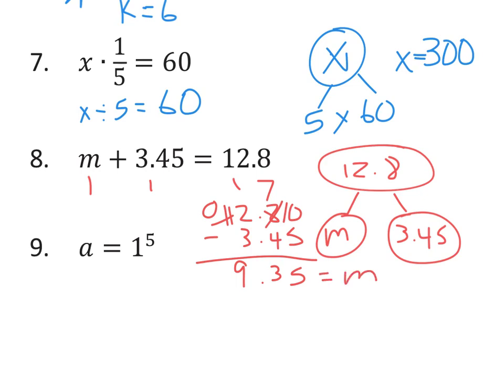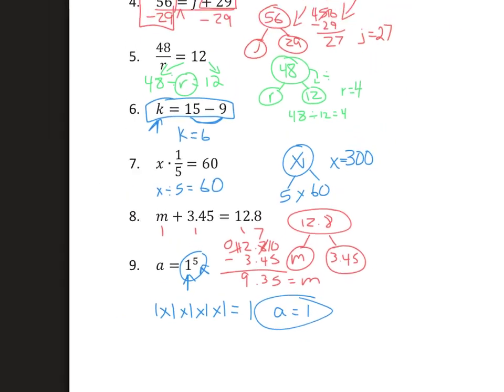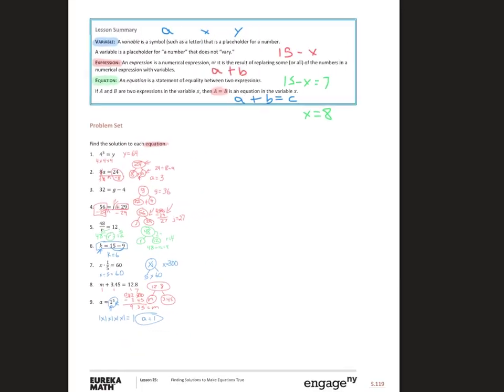And our last question, we have an exponent. So that would be, remember the base number is 1, the exponent is 5, and so the base number repeated 5 times, 1, 1, 1, 1, 1, and you're just repeatedly multiplying them. And this is the beauty of 1 to the power of anything. What is it going to equal? Well, it's going to equal 1. So a equals 1. And there you have your final answers for lesson 25.